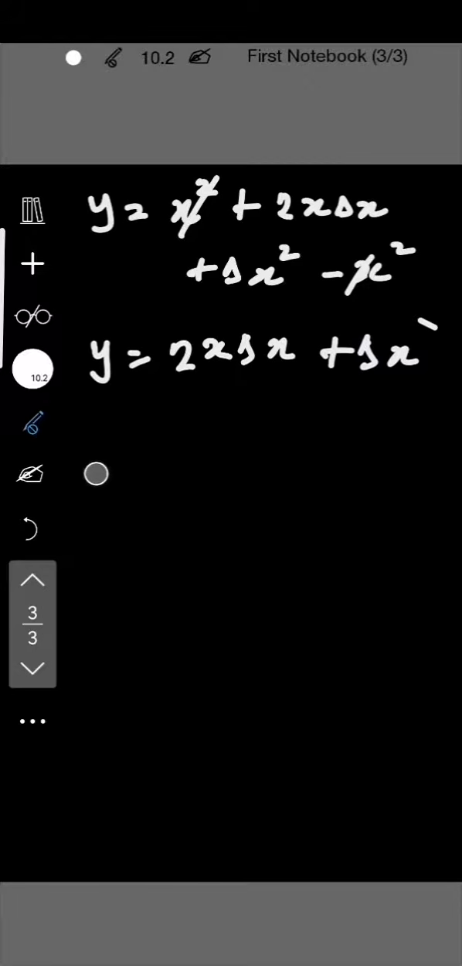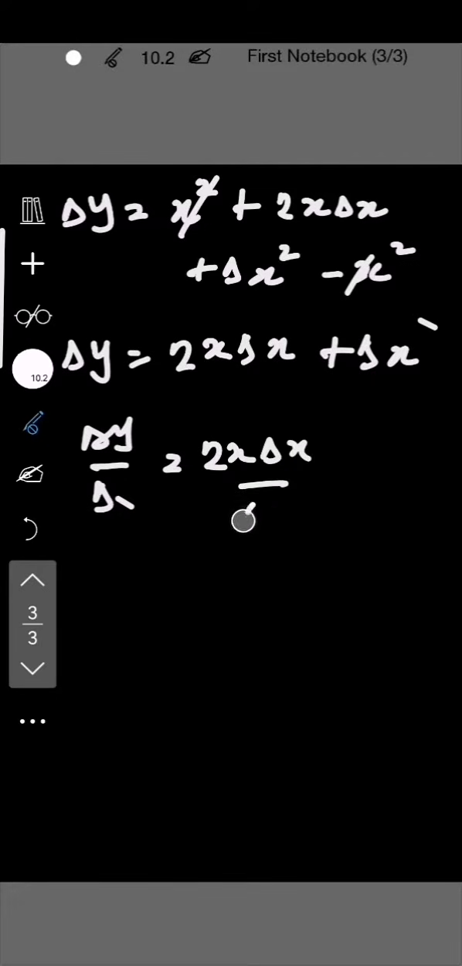So from here, this is change in y, please. Change in y. All right. So from here, you simply what? Divide through by change in x. So I have change in y all over change in x to be equal to 2x change in x all over change in x plus change in x squared all over change in x.